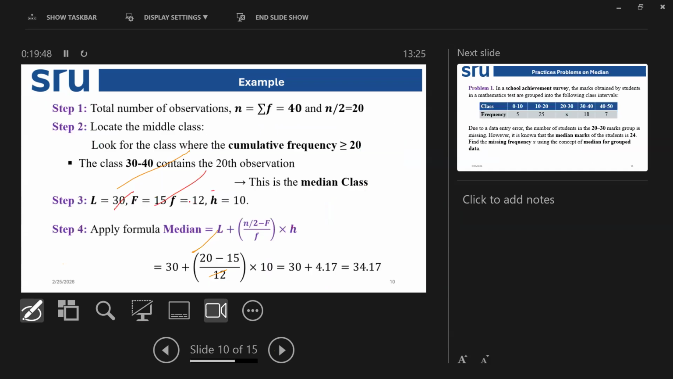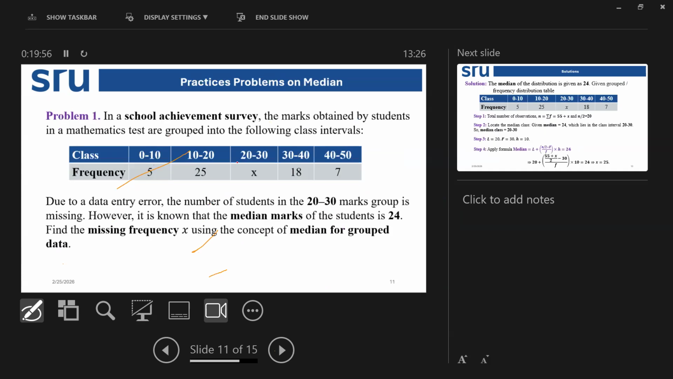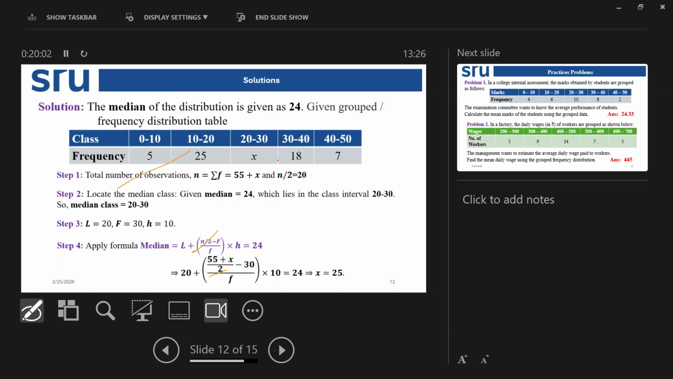Similarly, the corresponding frequency of the median class is small f. And h value is the length of the class interval. So 0 to 10, 10 to 20, 20 to 30, the difference is 10. So that is why the h value is 10 there. Then substitute all of them in the formula, and the thing is done.